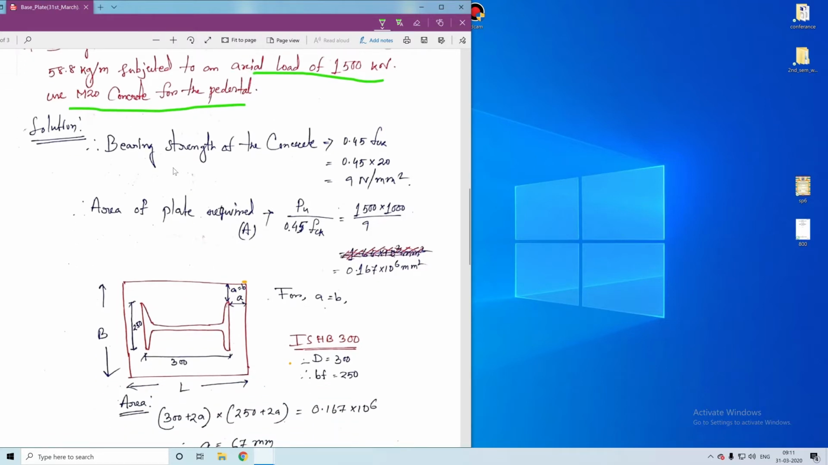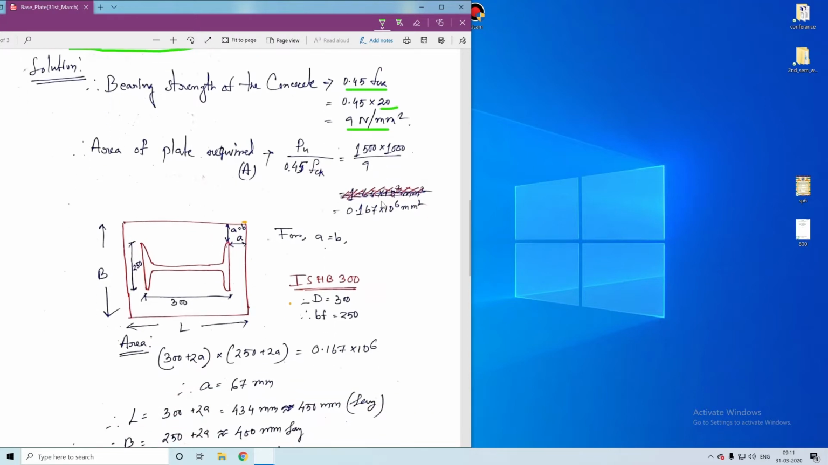So the steps I already sent in the previous class in PPT format. I will also show the link over here. And this is the bearing. First we have to calculate the bearing strength of the concrete. This is 0.45 fck. I told you in the previous PPT. What is fck? It's the characteristic compressive strength of concrete. Okay. So here M20 means the fck value is 20. So this is 0.45 into 20, and I got the value 9 Newton per millimeter square, 9 megapascal.